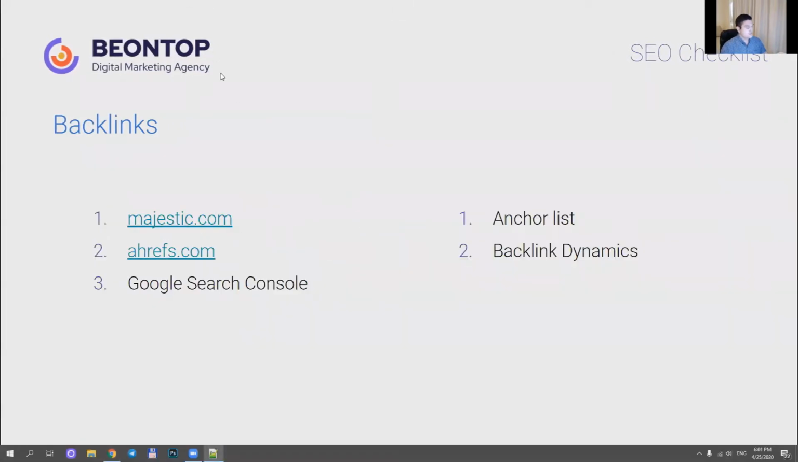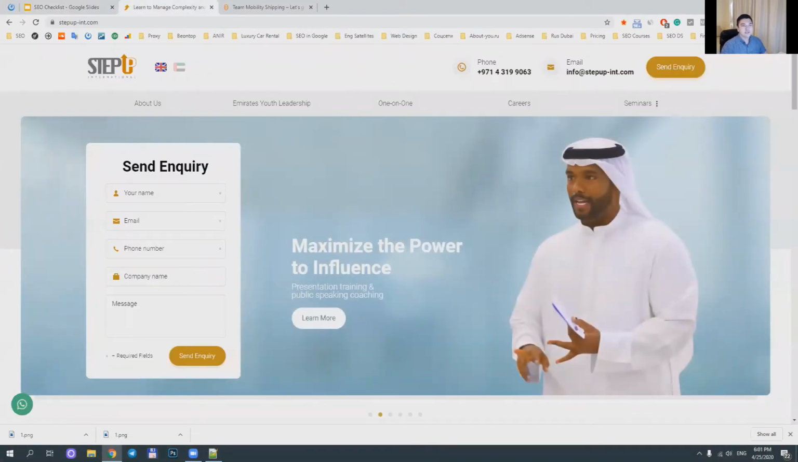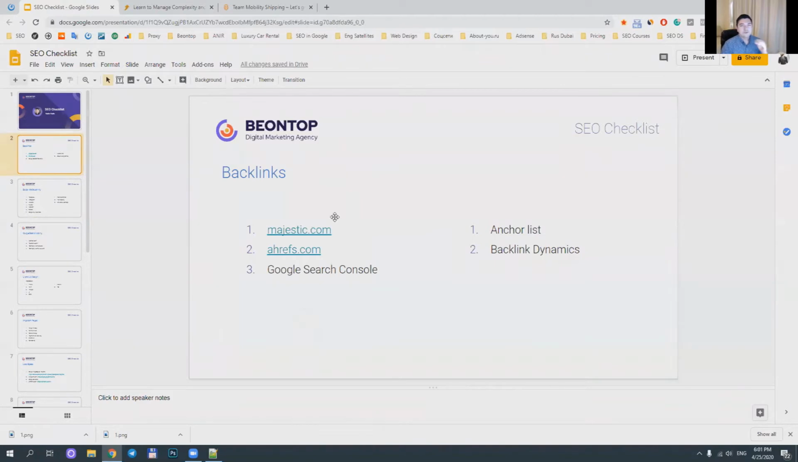Let me just switch my screen. Okay, so Step Up International. We will use three tools. The first tool is Majestic, second Ahrefs, and Google Search Console. For Google Search Console, to analyze the backlinks, we need to have ownership of the website. We need to verify the website on Google Search Console. If we don't have access to a website, we can use only Majestic and Ahrefs.